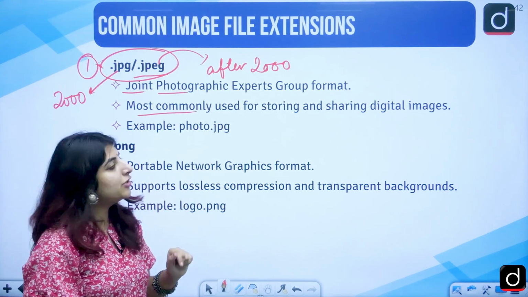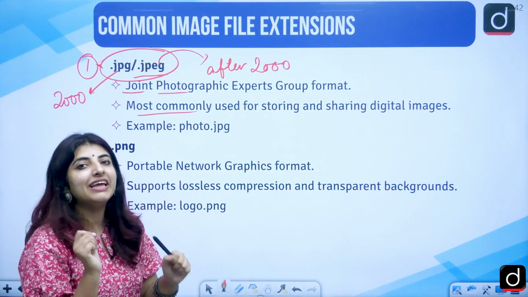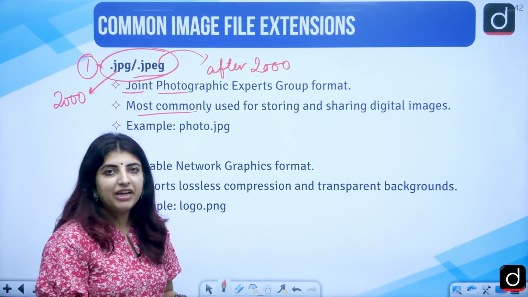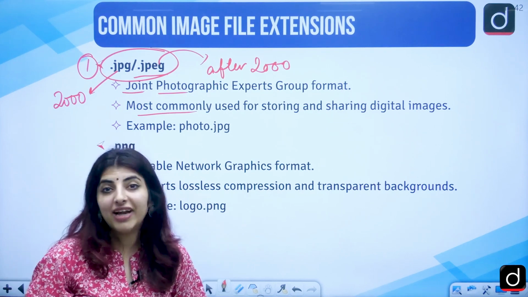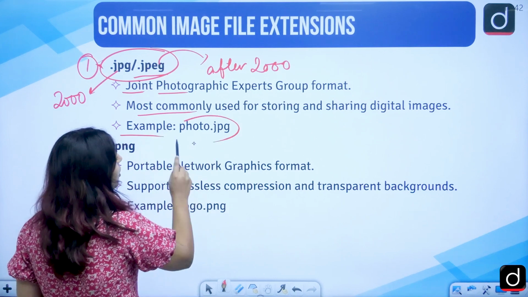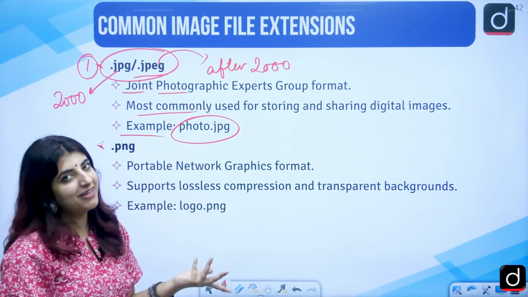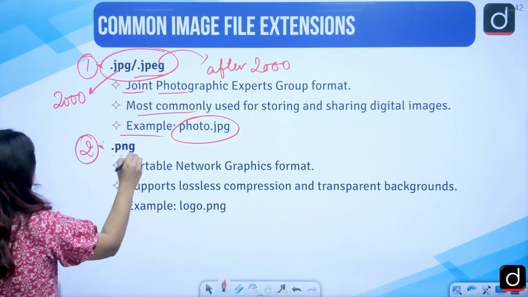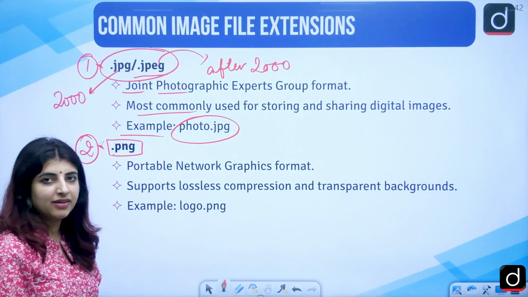Most commonly used for storing and sharing digital images. So images are stored, you download images from web pages which have a .jpg extension when you are trying to save them. Example is photo.jpg or JPEG. Then we have the second one, PNG.